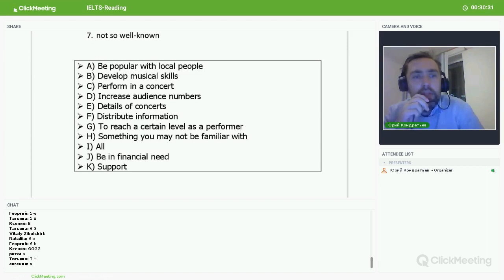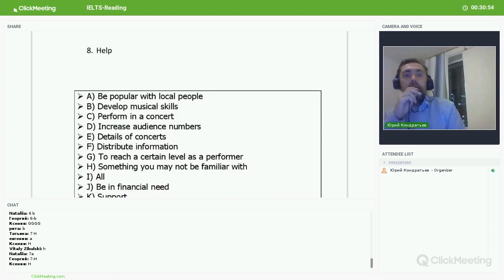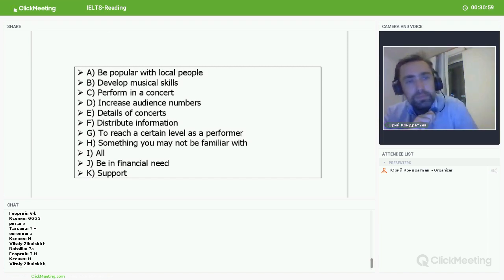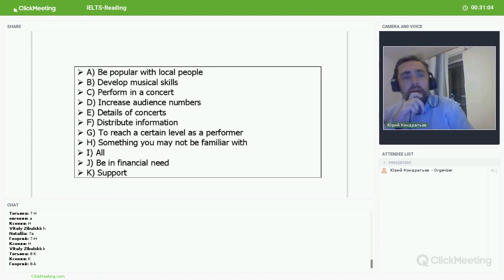Okay, number 7H, number 7A. So A, it's be popular with local people, and something you may not be familiar with. Well, most people write that it's H, right? So not well known, not familiar, right? So that's one word that is the same, not, and a paraphrase. So the answer is H here, right? Okay, we also need a synonym for help. And yes, that was number 8. So number 8, yes, help, support, absolutely.